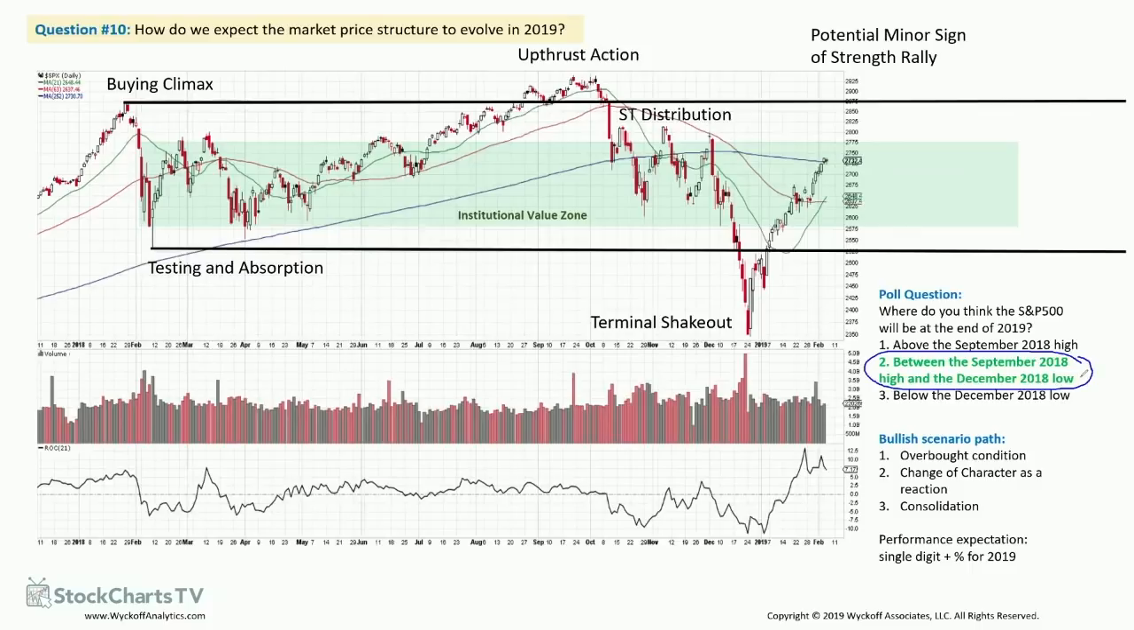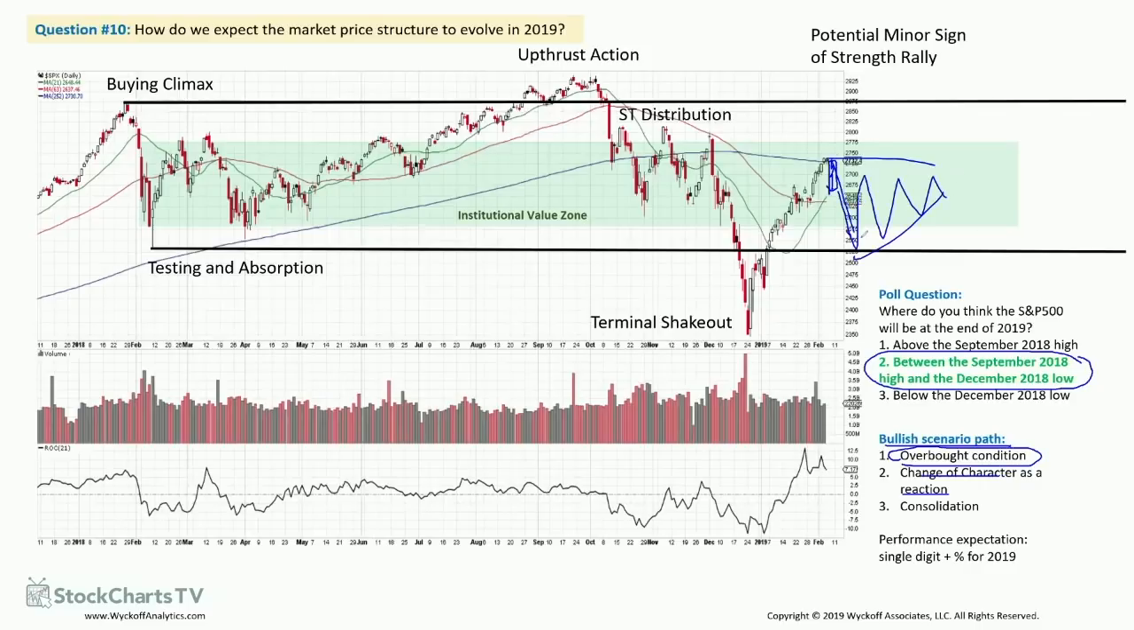Or if you're swing trading, then I would prefer you to look at both sides, especially in this type of market. So how would the bullish scenario path unfold? We would definitely go into the overbought condition. We would experience some kind of change of character, maybe a reaction, and then some kind of consolidation. That would be the bullish path.